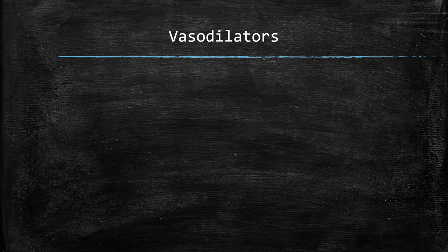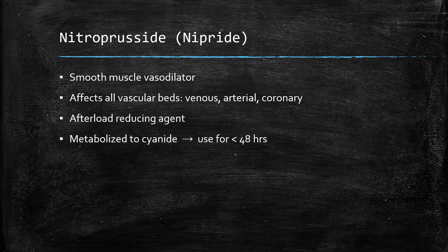Although in surgery we are often trying to support blood pressure by using drugs to increase vascular tone, there will be occasions when we need to use vasodilators as well. Nitroprusside, or nipride, is a smooth muscle vasodilator that affects all the vascular beds roughly equally. It's most commonly used in the SICU when afterload reduction is necessary to reduce the work of the ischemic or failing heart.